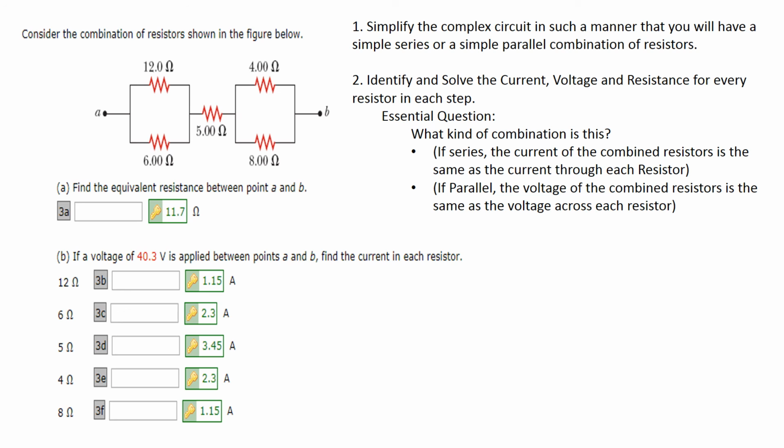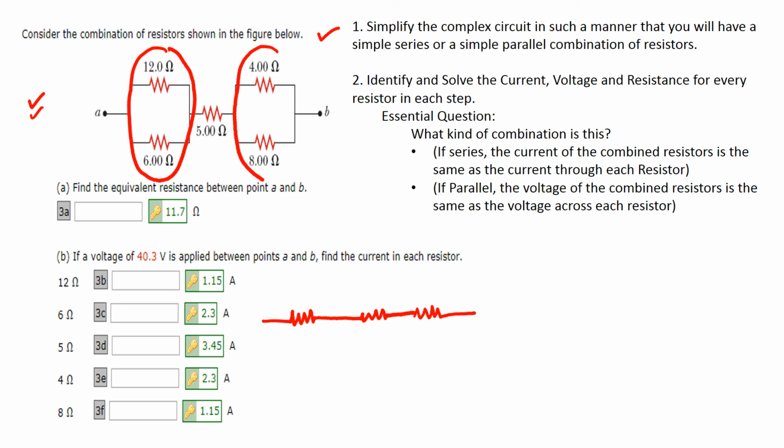In solving problems like this, it is very essential that we take note of the following points. First, simplify the complex circuit in such a manner that you will have a simple series or a simple parallel combination of resistors. So if we have this, for example, resistors 1 and 2 can actually be combined as one since they are resistors connected in parallel. And we have resistor 3 over here, and this one here is resistors 4 and 5, a parallel combination of these two resistors.